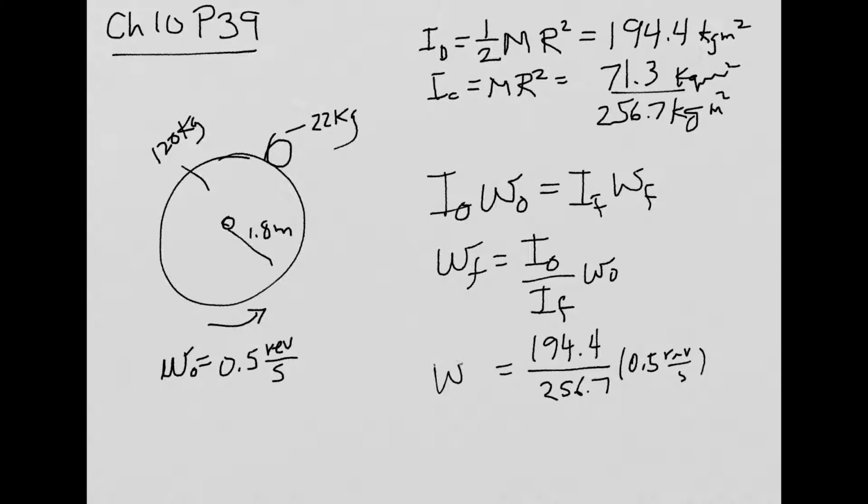So the final angular velocity is equal to 0.366 revolutions per second. And if I wanted to know that in radians, I would multiply by 2 pi, which is 6.28, to get 2.3 radians per second.